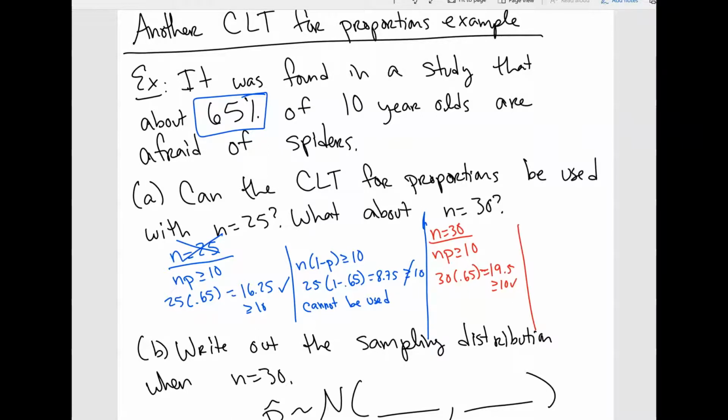Now we have to check that n times 1 minus p also has to be greater than or equal to 10. So 30 times 1 minus 0.65. I put this into my calculator and I get 10.5. So it barely made it, which is still good. So this one, yes, it can be used, just by a little bit. All right, that's all you want to do for part A.